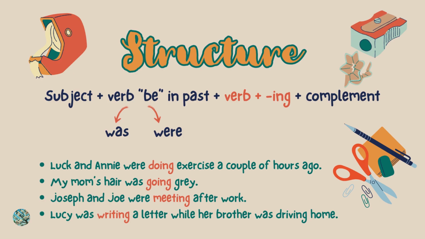Subject plus verb be in the past plus verb with ing at the end. In other words, you have to conjugate it as a gerund plus the complement. For example, Luke and Annie were doing exercise a couple of hours ago. My mom's hair was going gray. Joseph and Joe were meeting after work. Lucy was writing a letter while her brother was driving home.